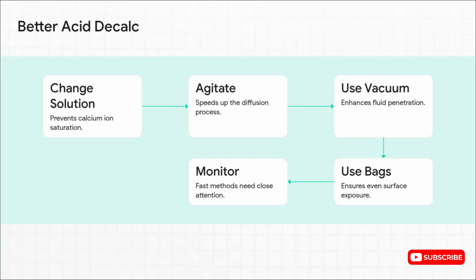If you want to get the best results with acids, you can't just set it and forget it. You've got to manage the process. First, change the solution often. This stops it from getting saturated with calcium, which would just stall everything. Second, agitation helps keep fresh acid right up against the tissue surface. Third, using a vacuum can really help pull the acid deep into dense bone, and it also removes tiny gas bubbles that can block the acid. Fourth, using an embedding bag stops the tissue from just sitting on the bottom of the container, so all the surfaces get evenly exposed. And finally, if you're using a fast-acting acid, you have to monitor it like a hawk. It's your only defense against going too far and ruining the sample.